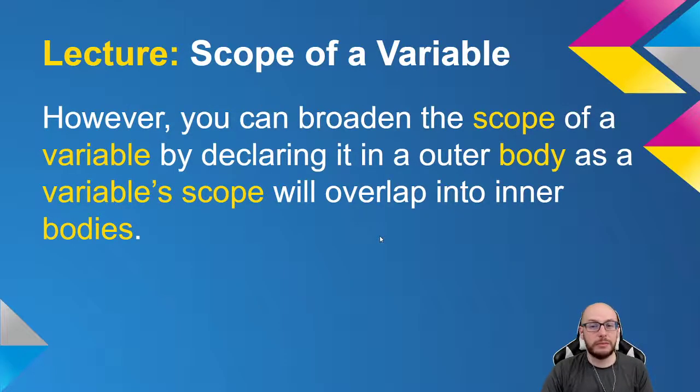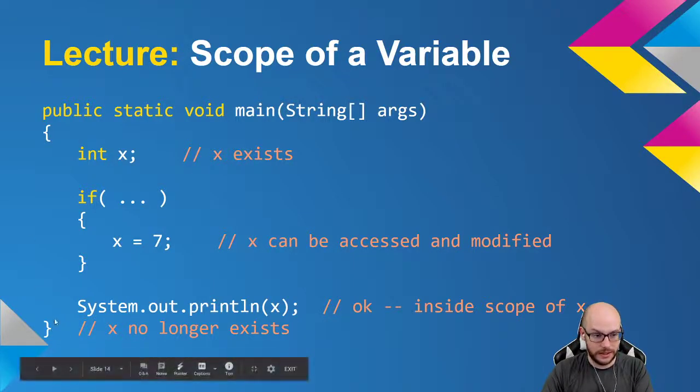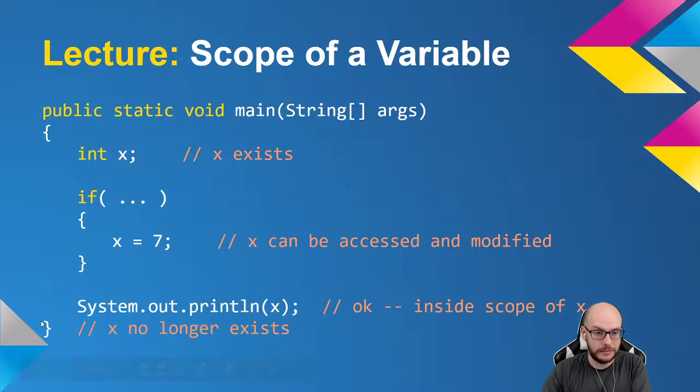However, you can broaden the scope of a variable by declaring it in an outer body, as the variable scope will overlap into inner bodies. What am I saying? Well, what if instead of declaring x inside of the if statement, we declared it inside of the main method? A very subtle change, but a big deal. X is declared in the body of the main method, which means it'll stop existing when the main method stops.